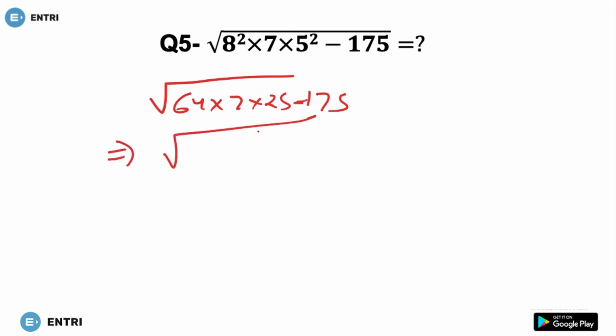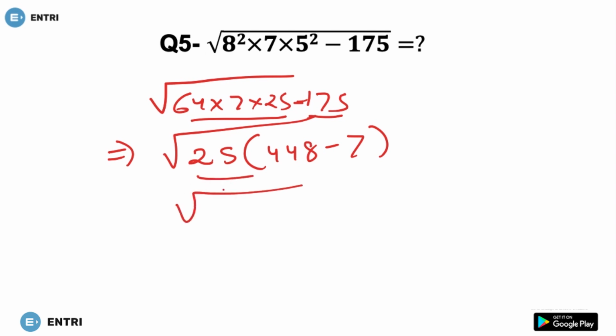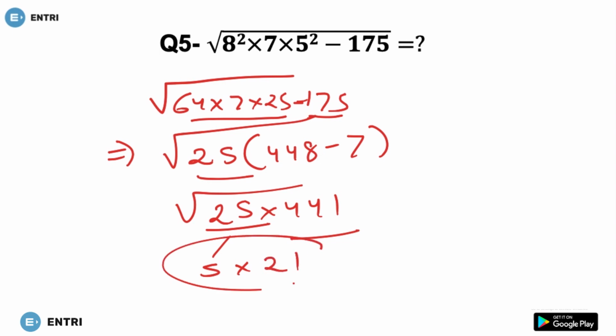Now try to solve it. I know that 25 can be taken common for both these parts because 25 cross 7 is 175. So taking the common, 25 cross 64 cross 7 is what? 64 cross 7 is 448, minus 25 cross 7 is what? 175. Now I know that its value under root is 25 cross 441, and root 25 is 5 and root 441 is 21, and 21 cross 5 is 105. So this is our answer.